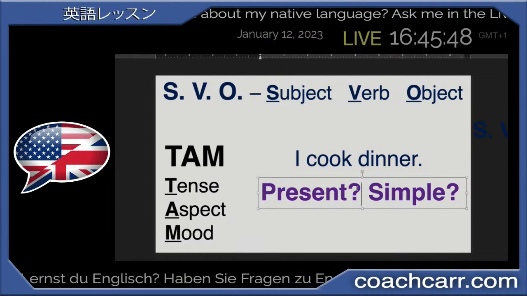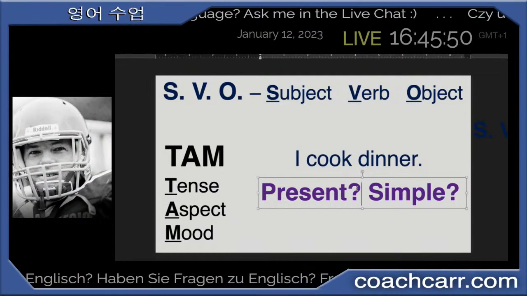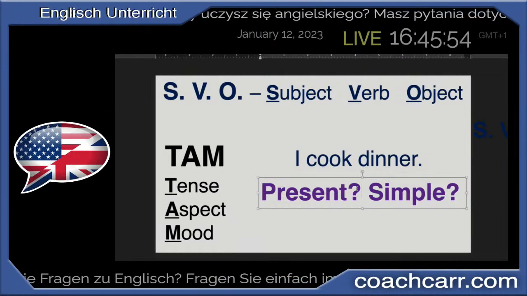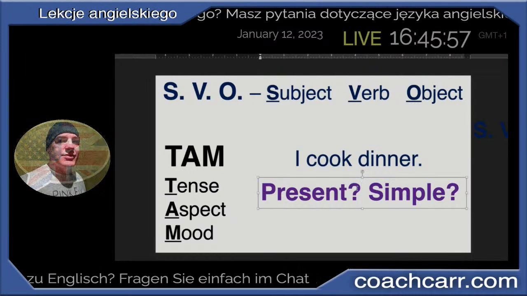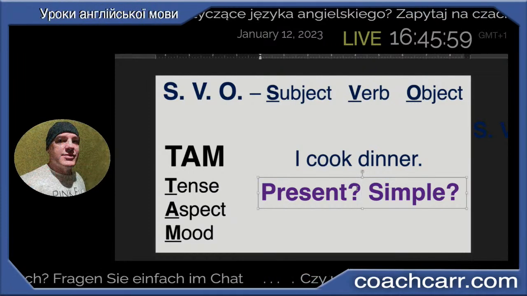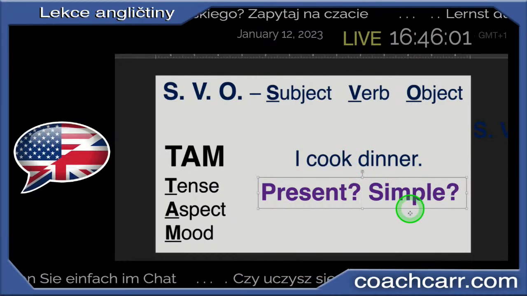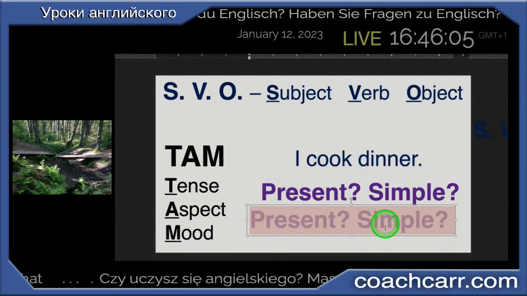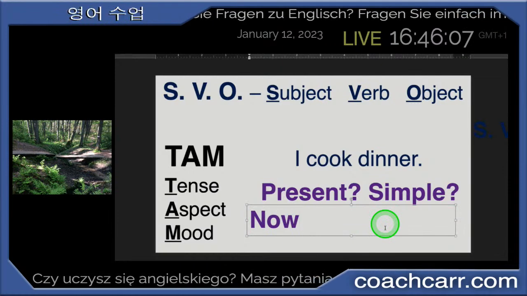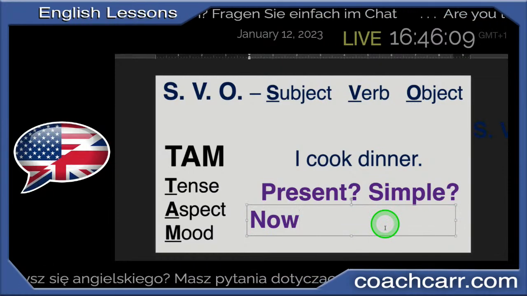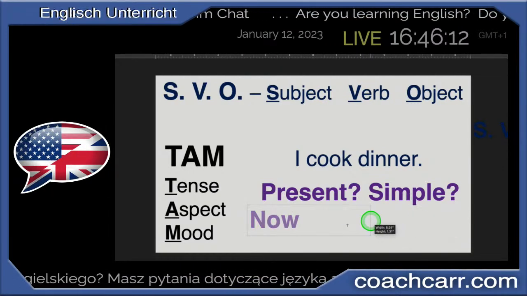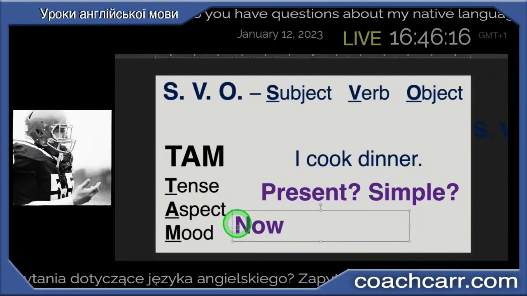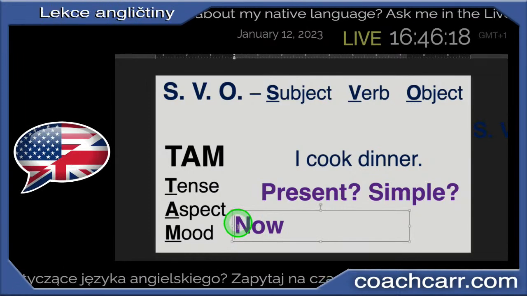Okay, but that's not really present. I mean, in your English books, in the classroom, it's one of the present tenses, but don't you kind of think of present as meaning now? And let's make time a little more simple, because it's ridiculous.